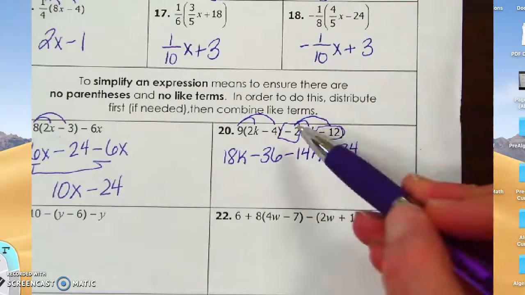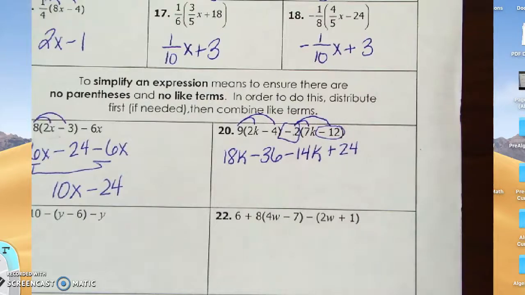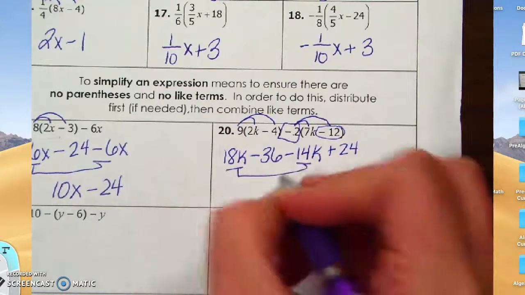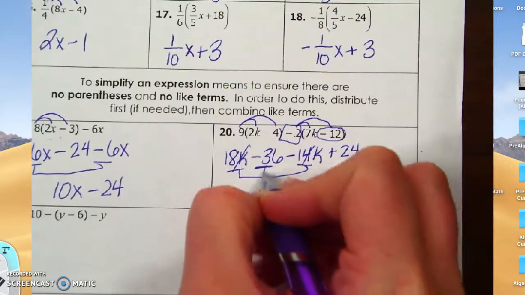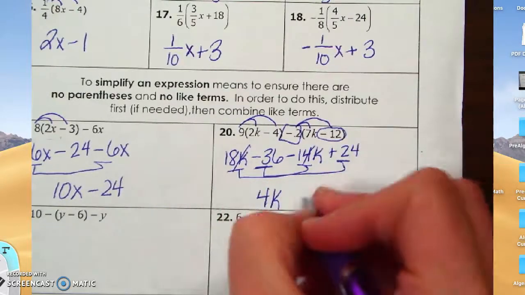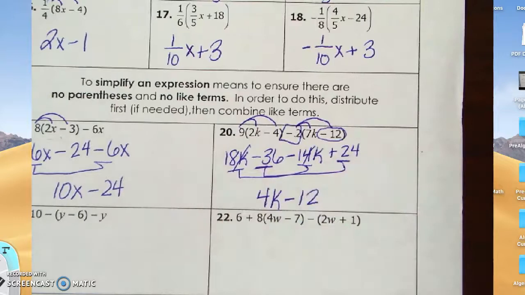So whenever there's a subtraction sign in between your sets of parentheses, make sure you realize you're distributing a negative number. So 18 minus 14 gives us 4k. Negative 36 plus 24 gives us negative 12. So 4k minus 12.